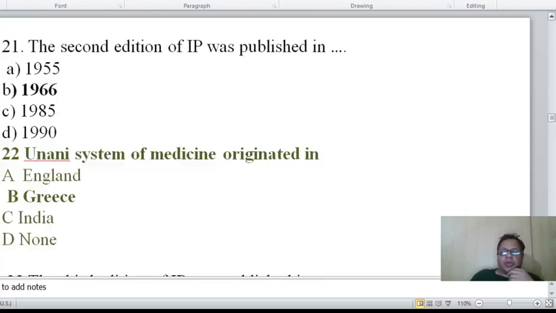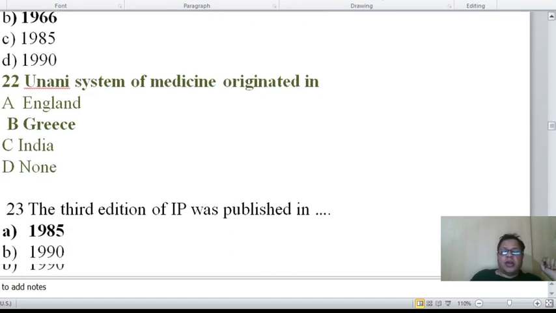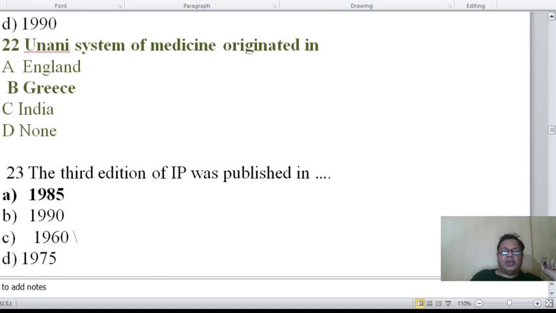For question number 21, the second edition of IP was published in 1966. The Unani system of medicine originated in Greece, so it is neither India nor England, it is definitely Greece. So for question number 22, answer number B is correct. For question number 23, the third edition of the Indian Pharmacopoeia was published in 1985.